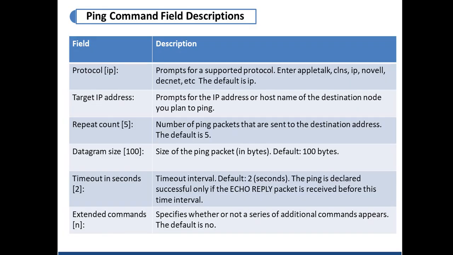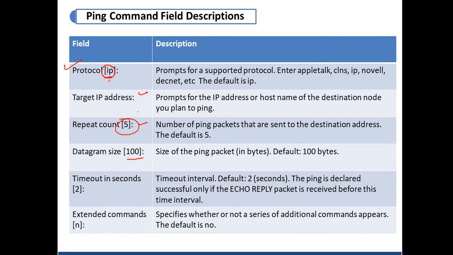So here are some options. The very first is protocol; this is the default value, shown inside the bracket. If you don't say anything and just hit the enter key, it means this is the default option. Then IP, the target IP address, and repeat count. By default 5 packets are sent, but of course we can manipulate this value.